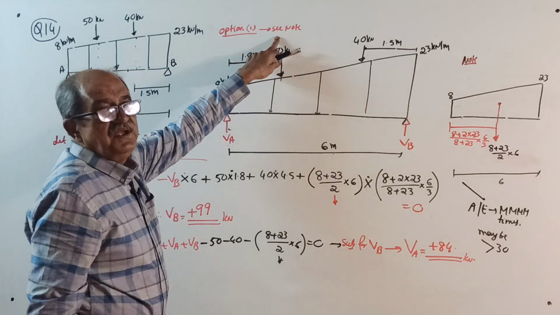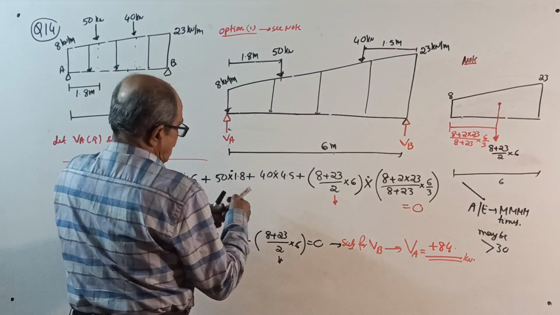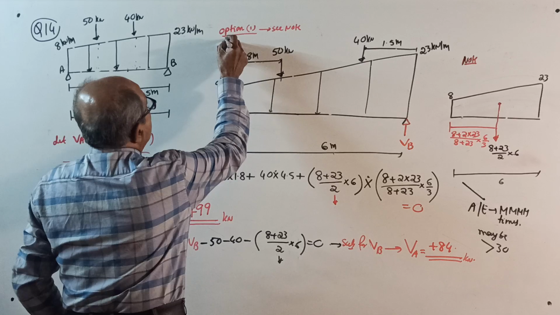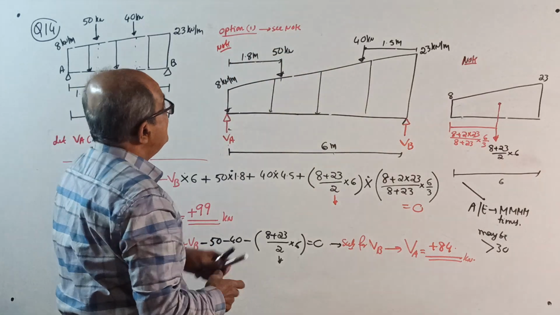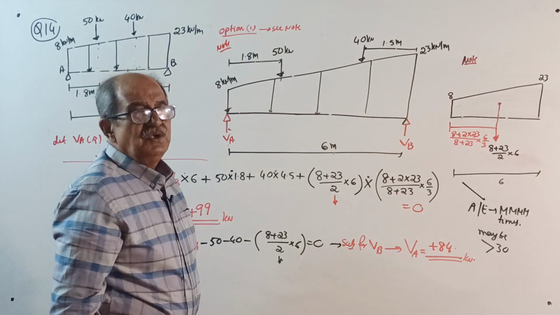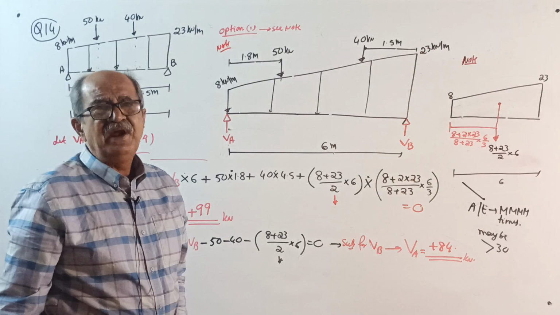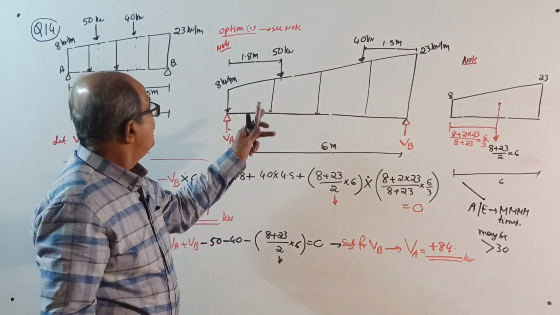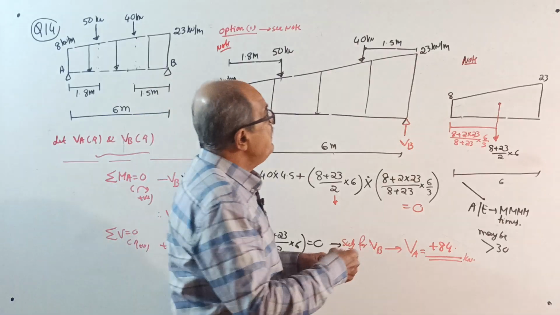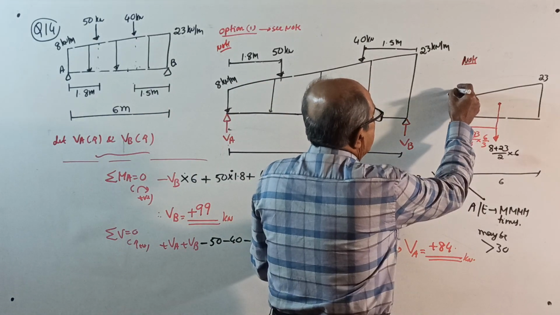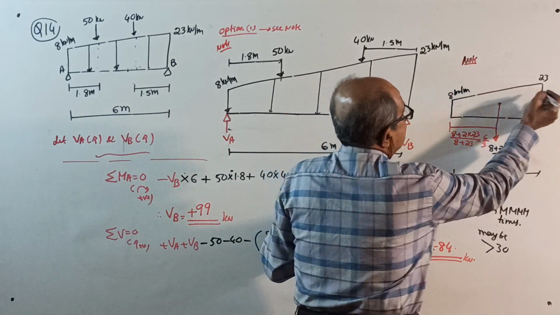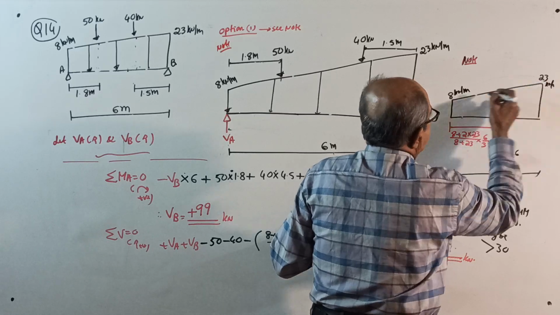Option 1. First you write a note here. The note is that trapezium is there. You should write, I am not afraid of trapezium. So, just recollection, if trapezium is there, see, 8 kN per meter, 23 kN per meter.